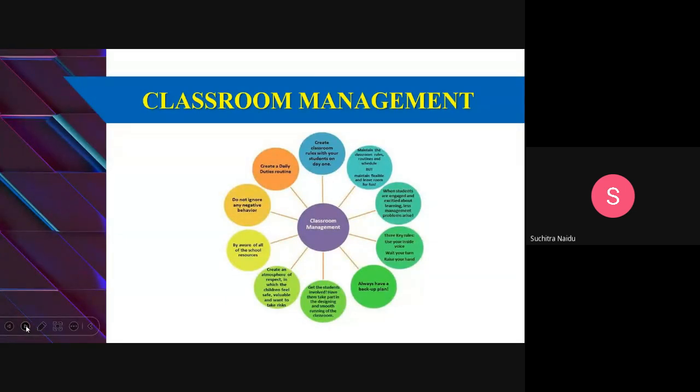You can create classroom rules with your students. As I told you, during orientation all the rules can be told to the students. But these rules should be very flexible because it varies from student to student. Suppose a student has met with an accident and is under medical leave. We consider such students and allow them to write their exam. So certain rules can be flexible also.